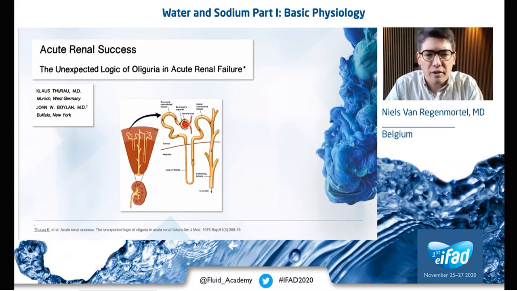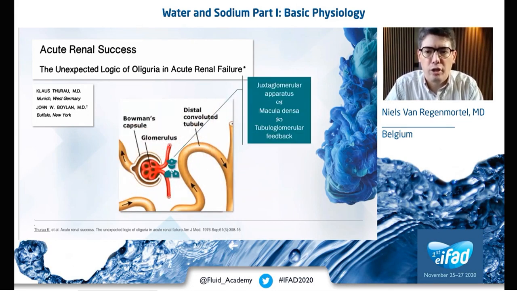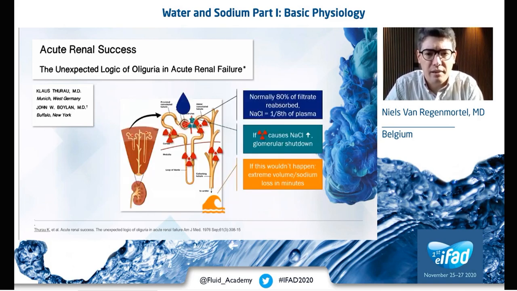Oliguria has a certain logic, and the logic is situated here in what we call the juxtaglomerular apparatus. You all know from physiology this macula densa cellular structure that is responsible for a mechanism called tubuloglomerular feedback. Let's call it the policeman of the loss of sodium and chloride in water. What is happening is that normally in the proximal tubule, almost 80% of the filtrate will be reabsorbed, and the concentration of sodium and chloride will be quite low from the proximal tubule on.